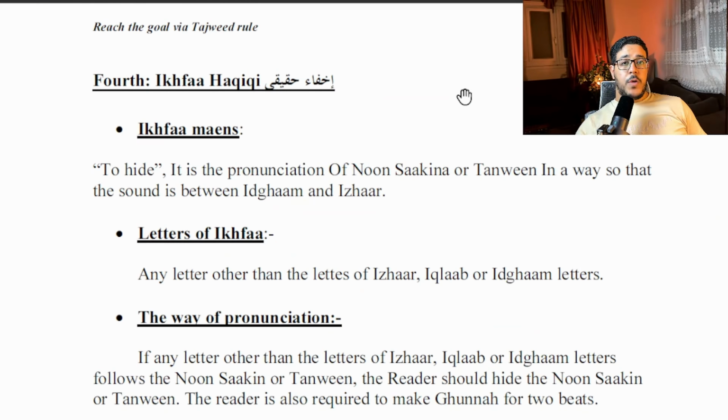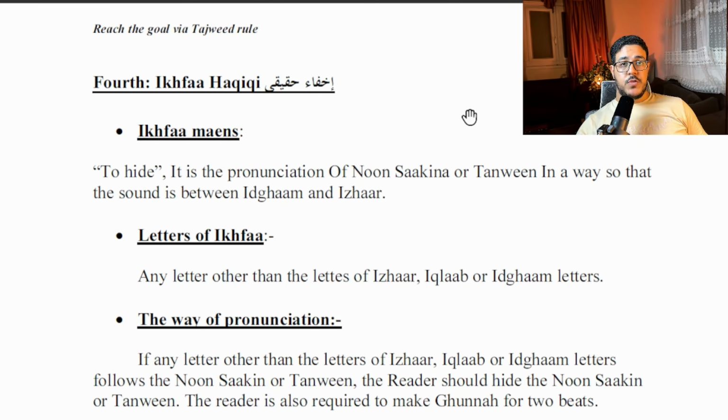And today's lesson is Ikhfaa Haqiqi. So let's get started. The word Ikhfa means to hide something. In this rule, after we explained Izhar, Iqlab, and Idgham with both kinds, Idgham with Ghunnah and Idgham without Ghunnah, the last one of the Noon Sakin and Tanween rules remains, which is the Ikhfaa Haqiqi. So as we said, Ikhfa means to hide.